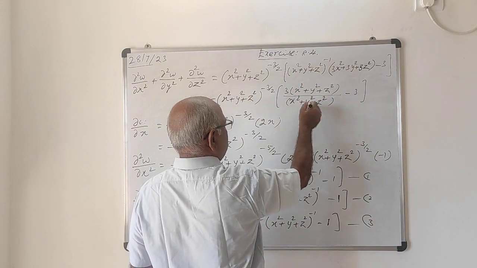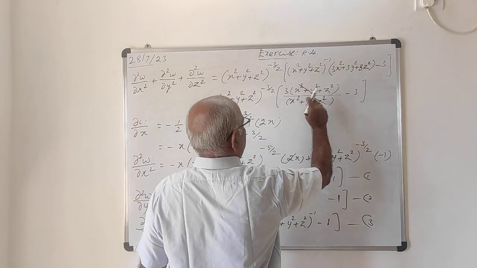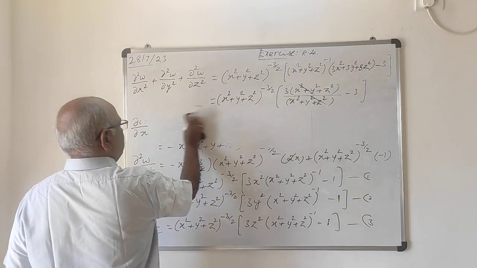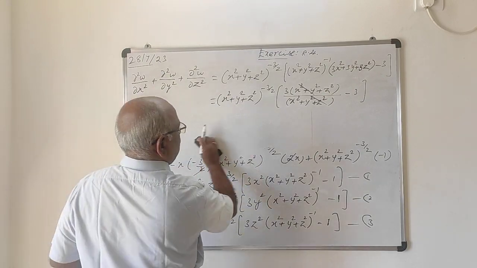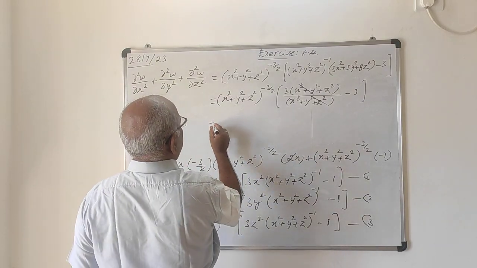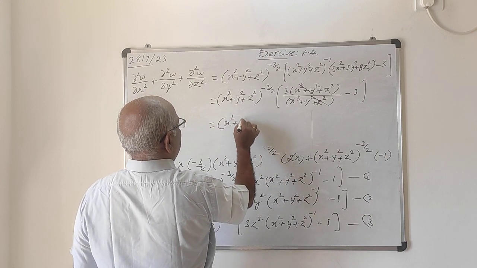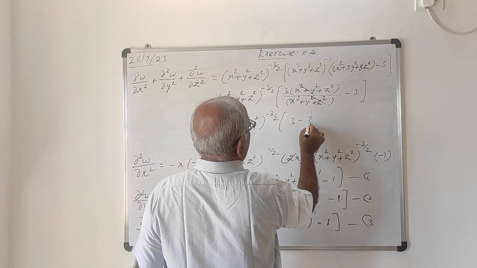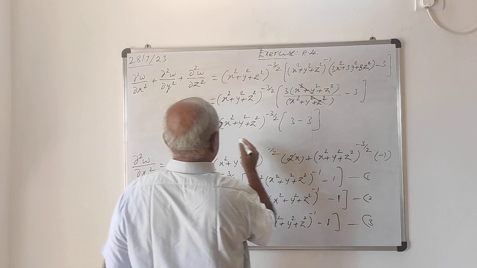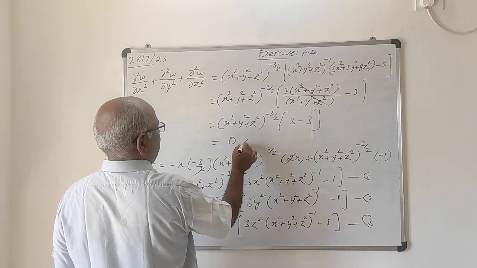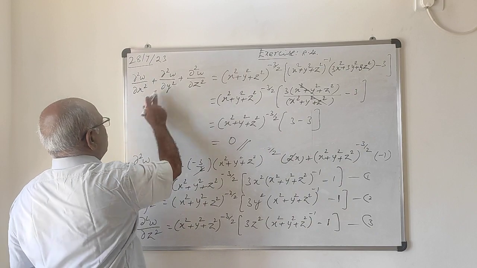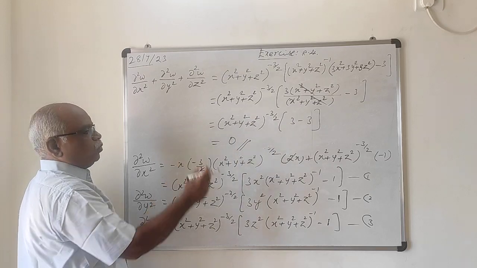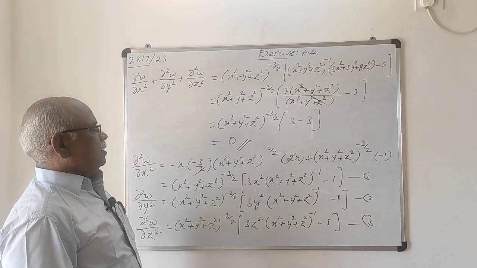See, these two terms cancel. 3 minus 3 is 0, and everything is 0. That's the result. This is equal to (x squared plus y squared plus z squared) power minus 3 by 2 into (3 minus 3), and 3 minus 3 is 0, so everything is 0. The answer is 0. Proved. The result, del squared W by del x squared plus del squared W by del y squared plus del squared W by del z squared is 0. We proved the result. So it's an important problem.